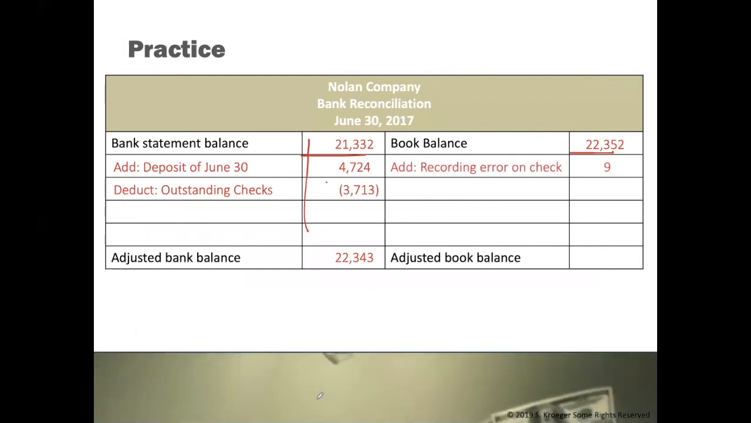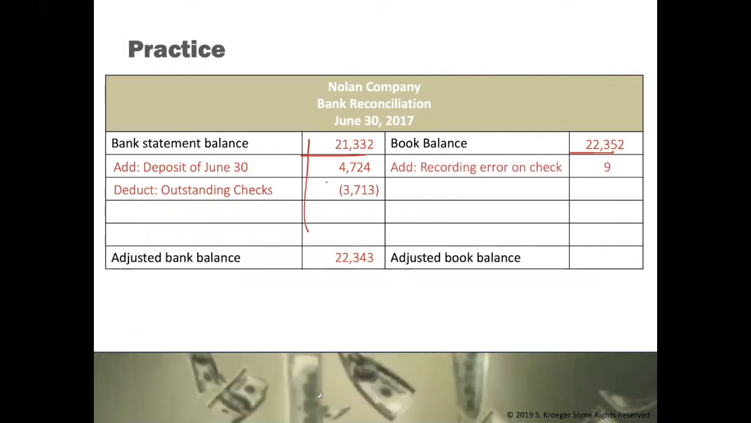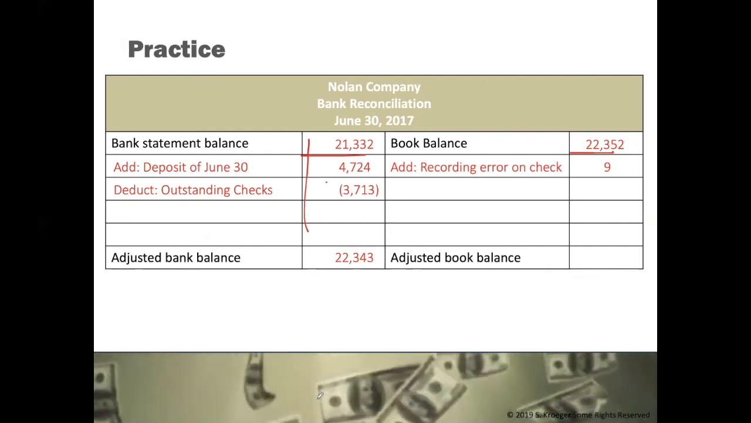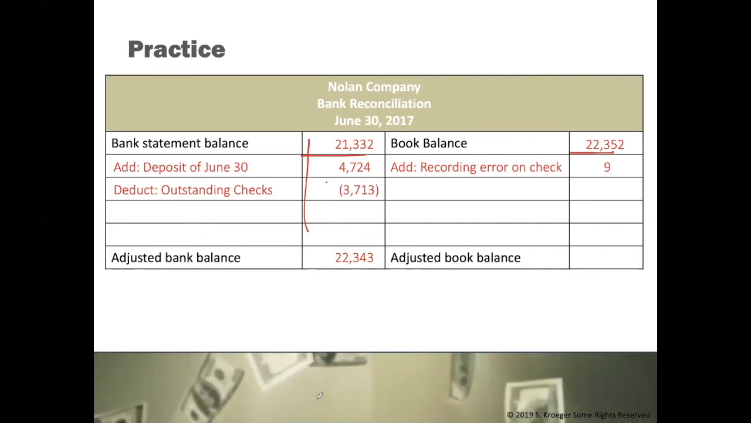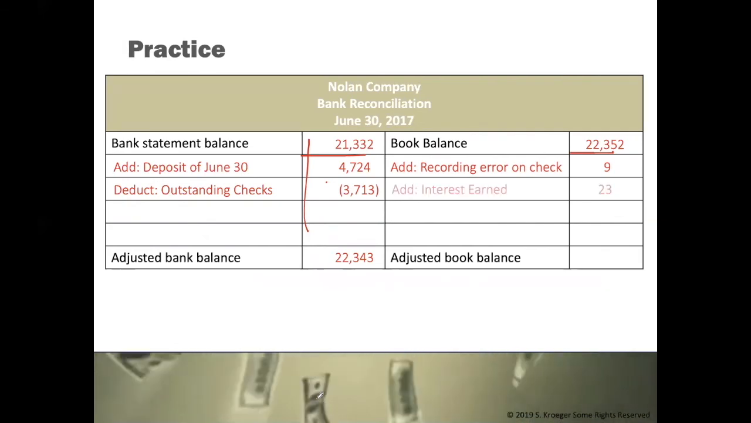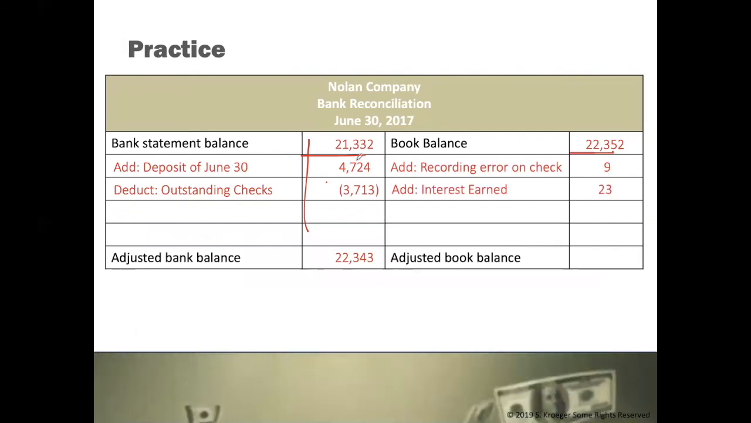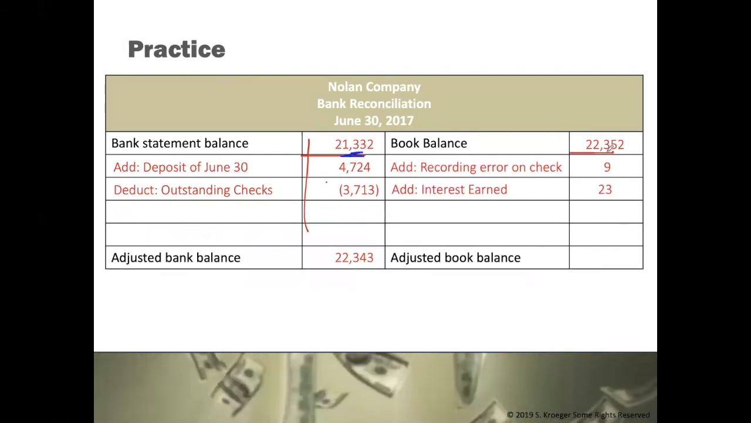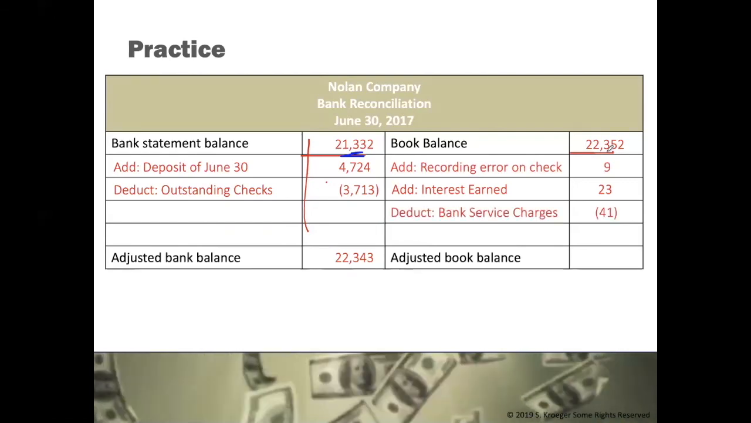The first item we're going to do is the recording error on the check. We're going to add that $9 to it to fix it because we accidentally took out 99, but really should only be 90. So we're adding $9 back to fix it. I would say the errors are the hardest part of this. Next, let's add any interest earned. Remember, the interest is already included on the bank side. We didn't put it here, so now we have to.